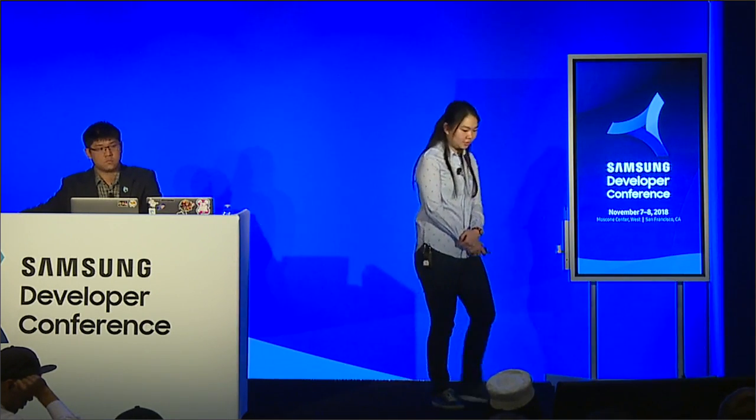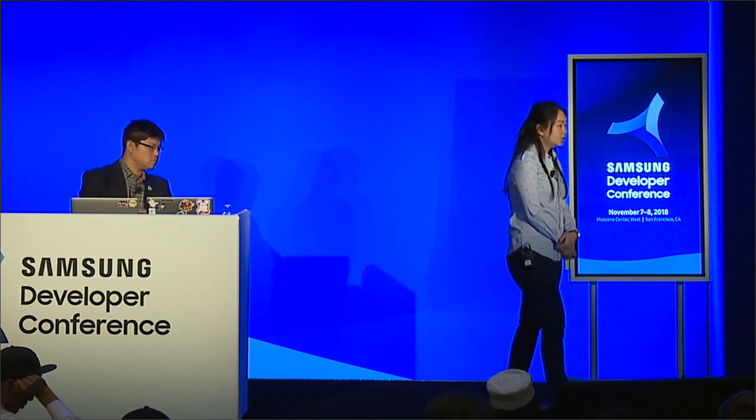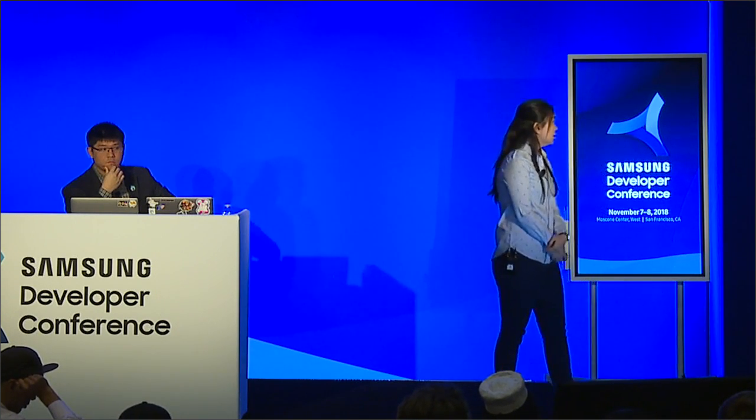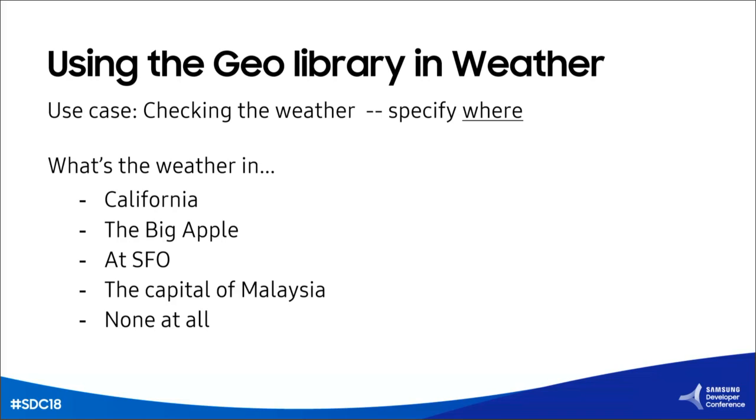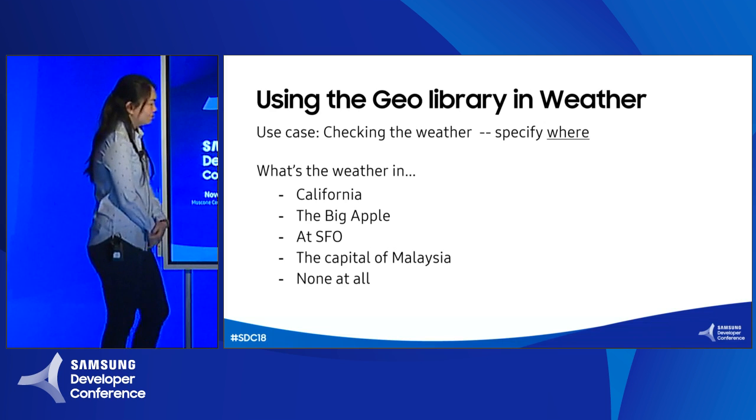So I'm going to do a quick run-through of the geo library capsule. It's already used in a bunch of our launch capsules. One of them is weather. So checking the weather, sometimes you want to specify where. And when you're talking to someone else, you might just say, what's the weather in California? The Big Apple, at SFO, the capital of Malaysia, none at all.